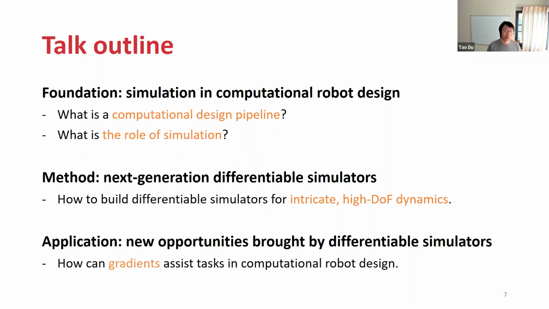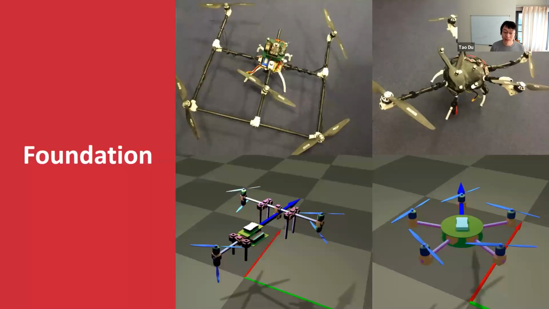And finally, in the third part of my talk, I will be discussing some potential applications unlocked by the new differentiable simulators. I will be talking about a few very concrete examples, including real world robot design examples, to show that with more powerful and enhanced differentiable simulators, we are able to explore new opportunities in robotic agent design. Okay, so let's get started with the first part of my talk, which is foundation.